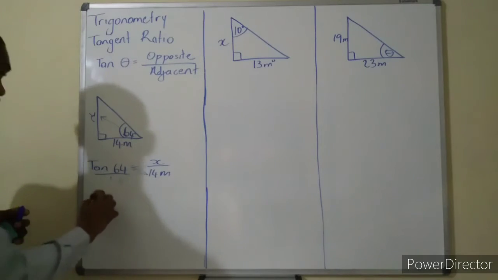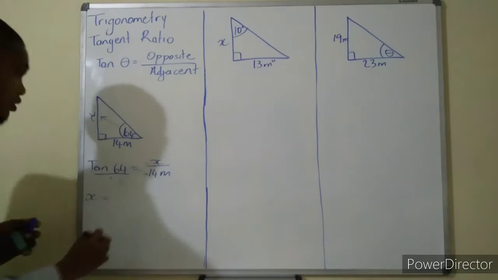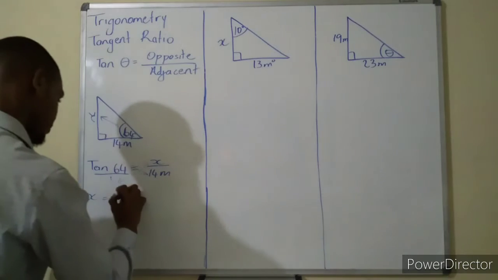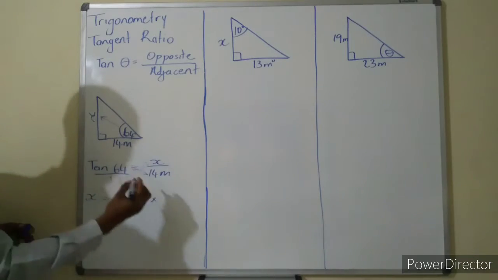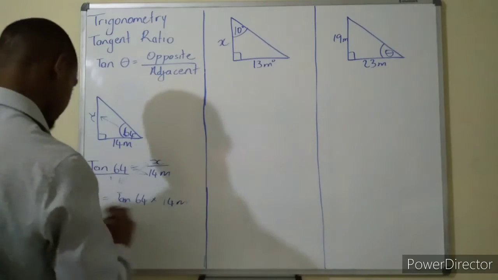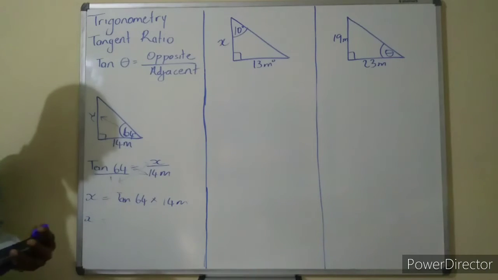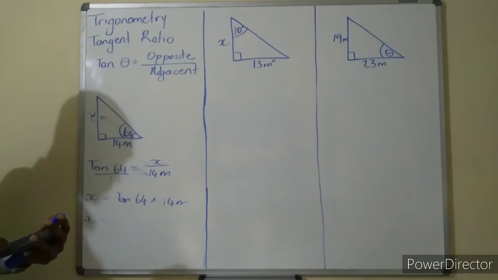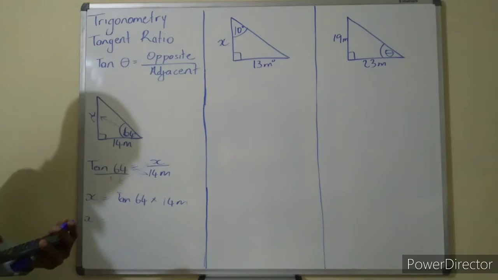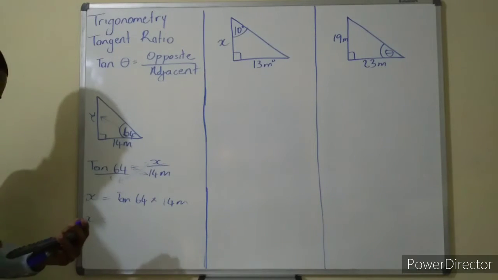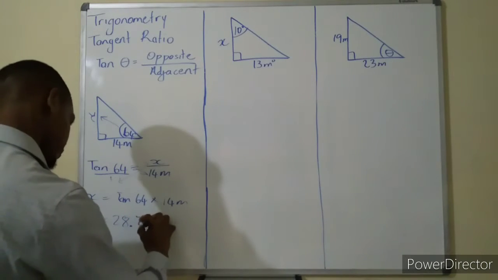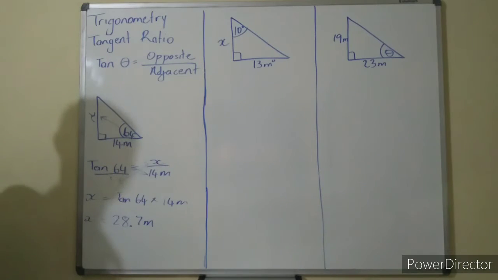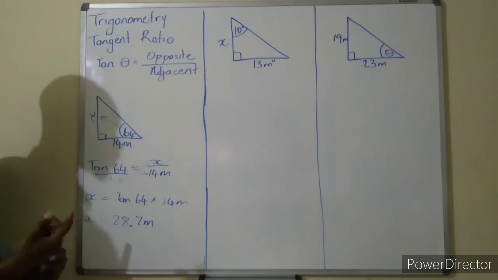So x times 1, that will give you back x, equals tan 64 multiplied by 14 meters. That's it. And then you just put the values on your calculator. So tan 64 multiplied by 14 meters is equal to 28.7 meters.